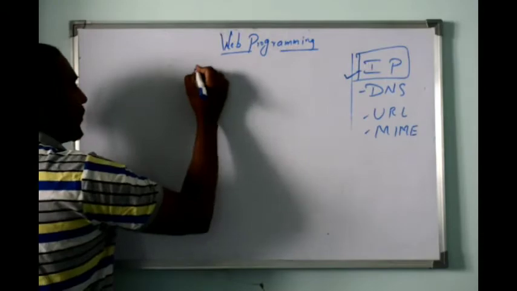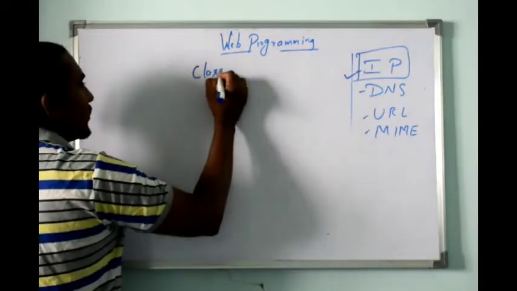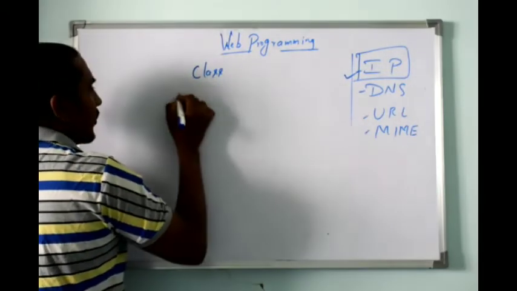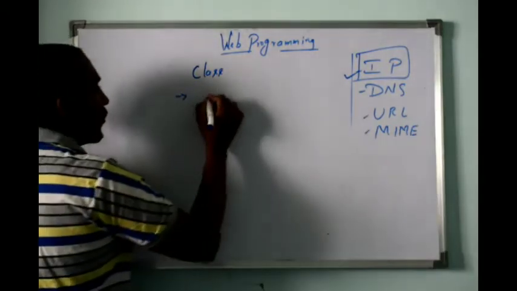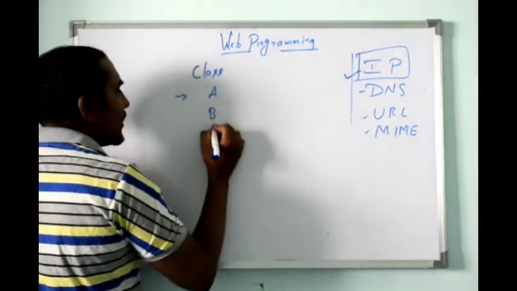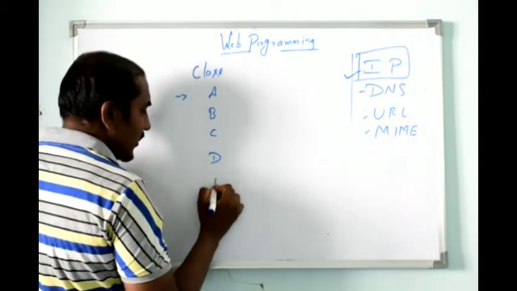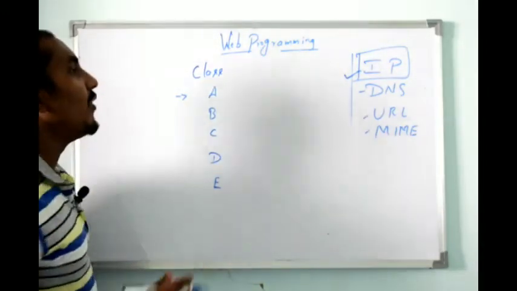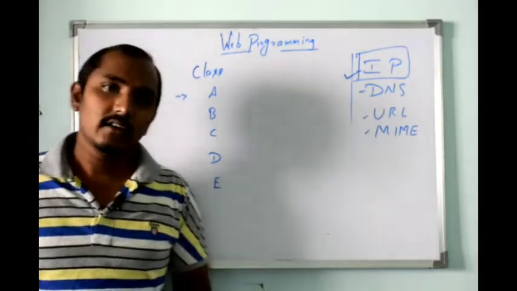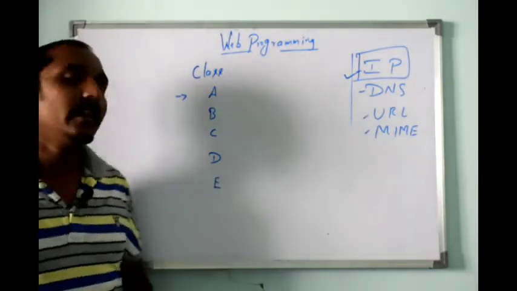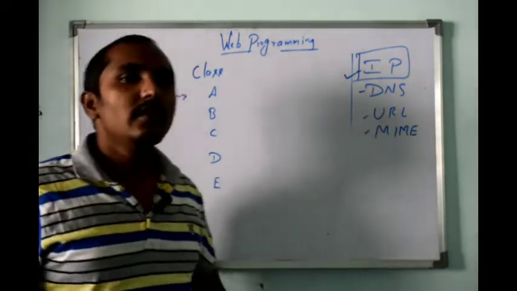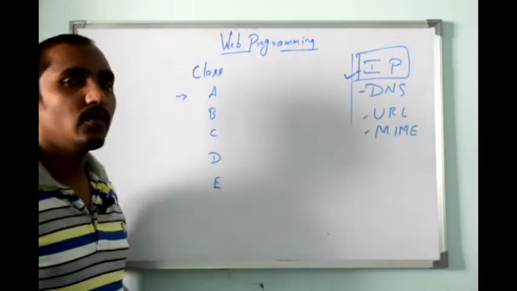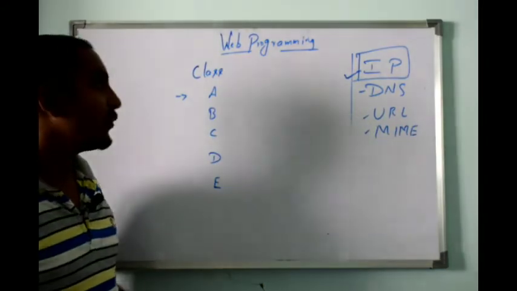Next we'll have something called class. In an IP address we have different sets of classes called class A, B, C, D as well as E. Whenever you are designing a network, we are going to consider the classes. What are the classes and what is the use of classes?